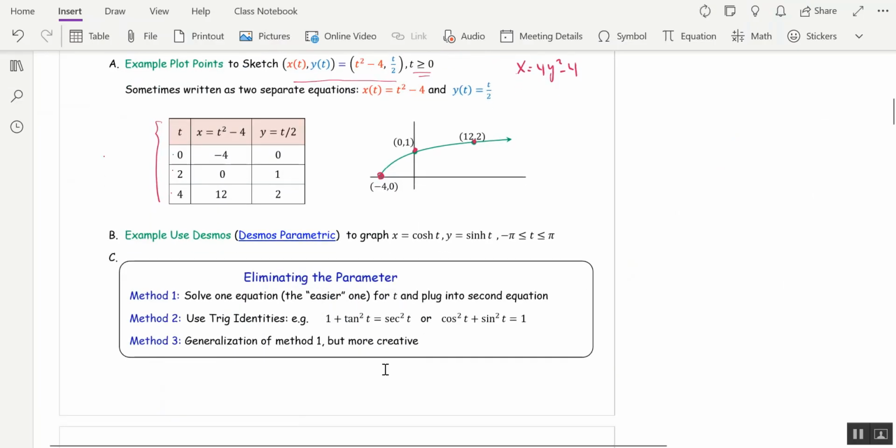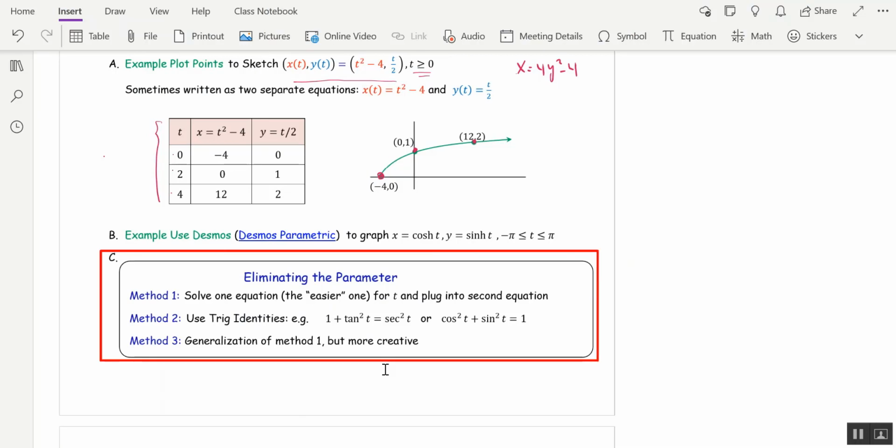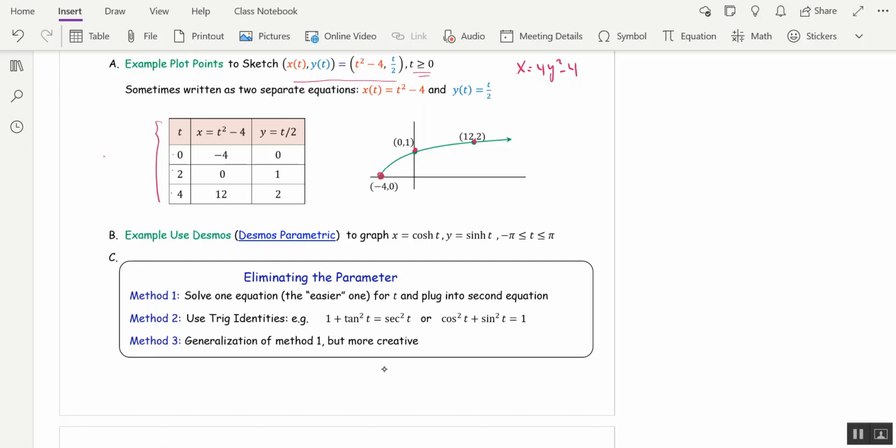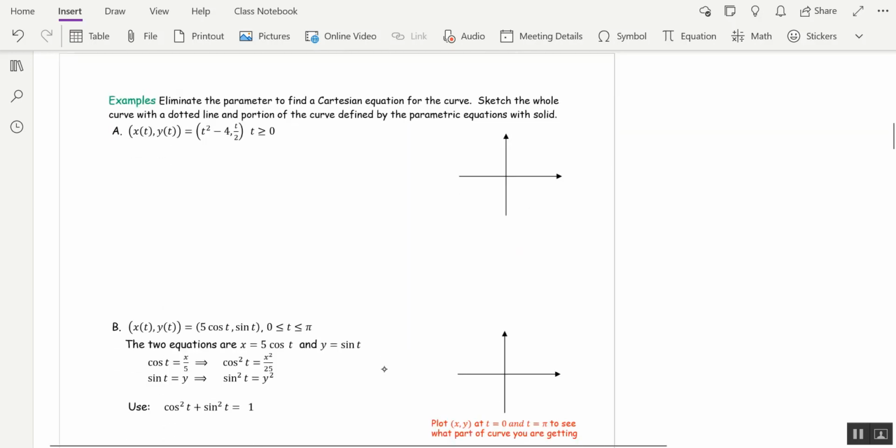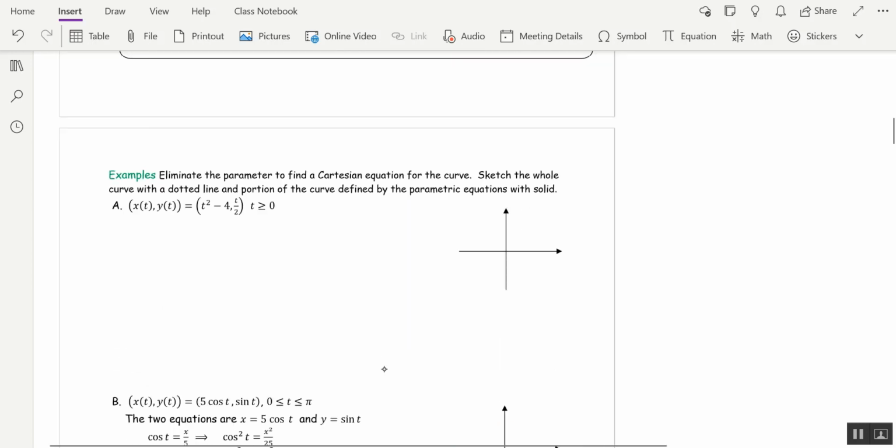And then the really go-to way for sketching a parametric curve is to eliminate the parameter. And there are three methods here. I'm going to show you an example of each one. So let's just jump right in with that parametric curve from the first example. This again defines two equations, x equals t squared minus 4 and y equals t over 2.